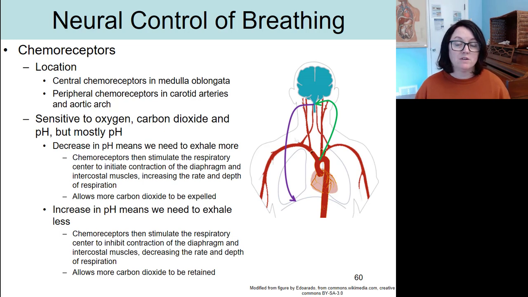Chemoreceptors are neurons that are sensitive to certain chemicals. These chemicals, when they activate them, the neuron will send a signal to the respiratory center of the brain. There are two main locations for these chemoreceptors. We have central chemoreceptors, which are located in the brain, specifically in the medulla oblongata, and then we have peripheral chemoreceptors, which are located in the carotid arteries and the aortic arch. Central chemoreceptors are called central because they're located in the central nervous system, and the peripheral chemoreceptors are called peripheral because they're found in the peripheral nervous system.